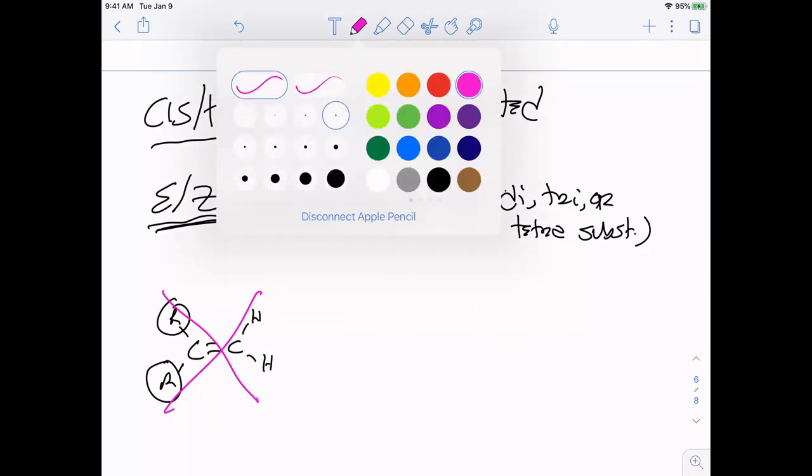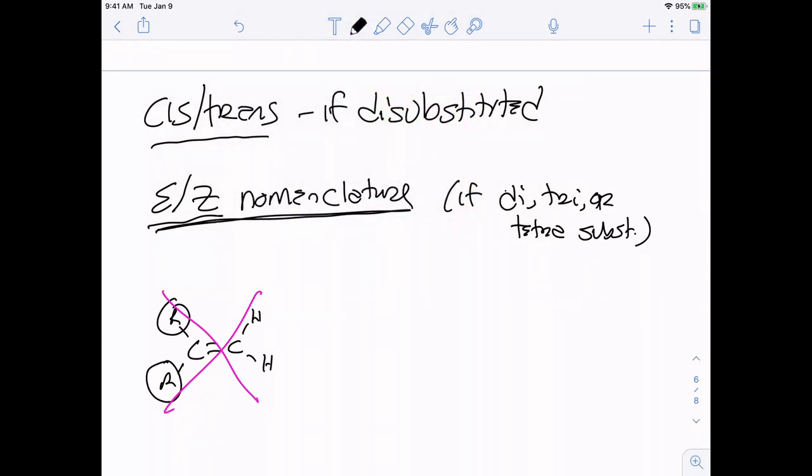So what we're doing with E and Z is we're actually going to assign priority to the groups, and it's the same priority rules that we use with R and S configuration. So assign priority.